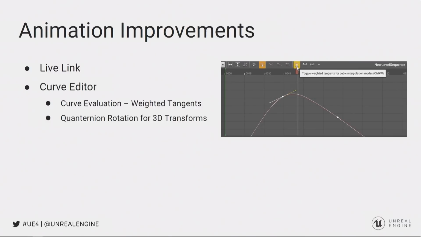We've also added, on the curve editor, support for weighted tangents, and for animators, that's a big thing. A lot of them want to be able to improve animation quality, so you can then break the tangents and change their weighting for better and smoother animation. We've also added quaternion rotation to prevent gimbal lock and geometry flipping. So these are big things that help improve the quality of animation.